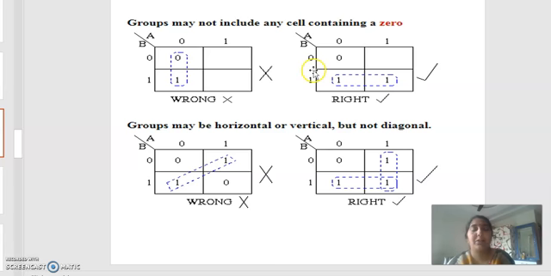Here we are discussing minimizing the expressions in terms of sum of product terms, that is, by using minterms. So we are concentrating on grouping of ones. While grouping ones, we should not include zeros. The group may not include any cell containing 0. So this way of grouping is wrong, and this is the correct option. And the groups may be only horizontal or vertical, but they cannot be diagonal.